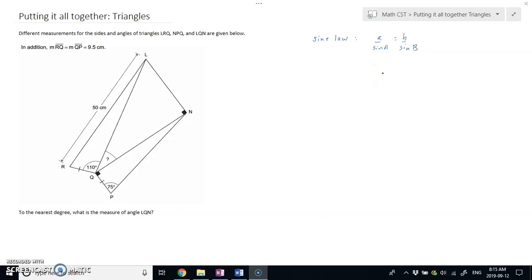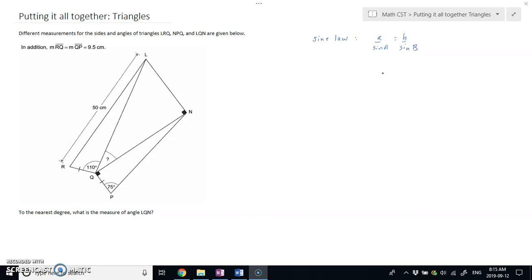Hi folks! So this question that we're going to tackle today is a common kind of question on the long answer portion of the CST exam. I kind of call it the build it triangles question because you have triangles that are stuck to other triangles, and often the thing you're looking for is sandwiched in the middle. And as you can see here, the thing that we're looking for is angle L to Q to N.